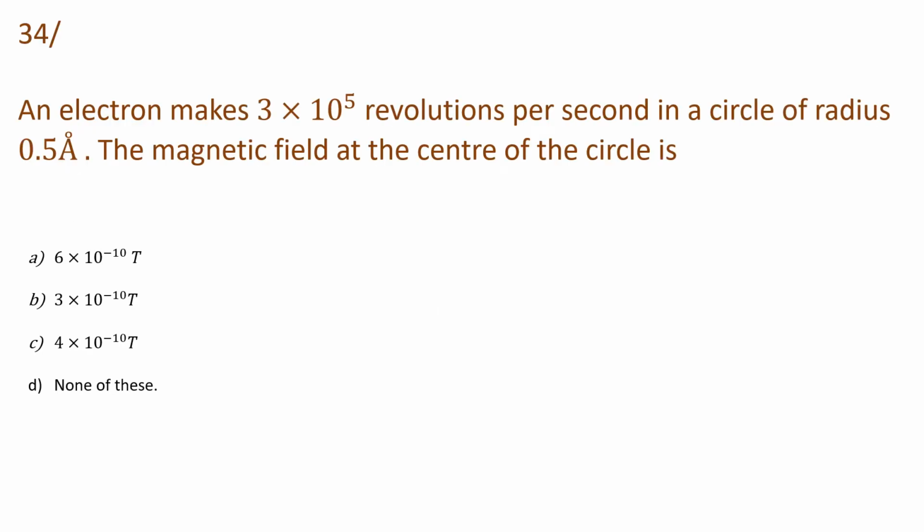Then here is our next question, which is: an electron makes 3 into 10 to the power 5 revolutions per second in a circle of radius 0.5 Angstrom. The magnetic field at the center of the circle is, and the options are 6 into 10 to the power minus 10 Tesla, 3 into 10 to the power minus 10 Tesla, 4 into 10 to the power minus 10 Tesla, and none of these. Let's see.